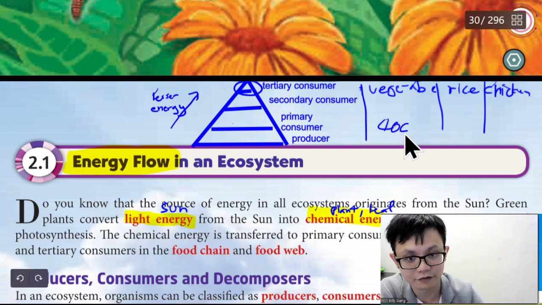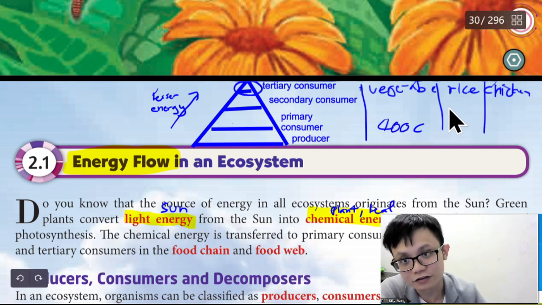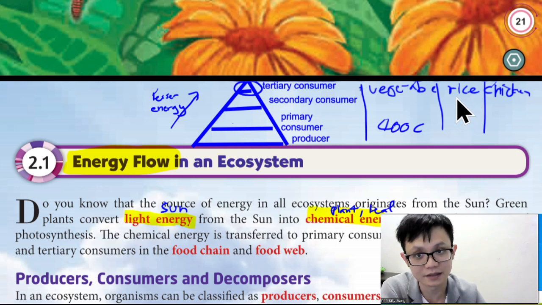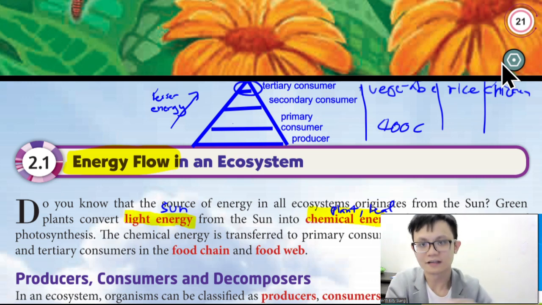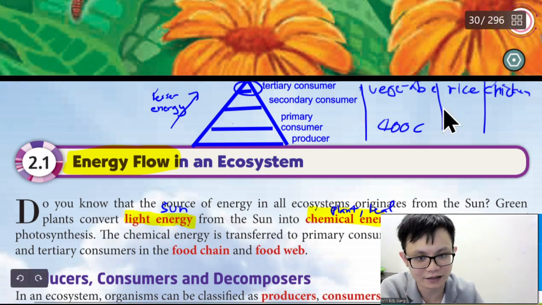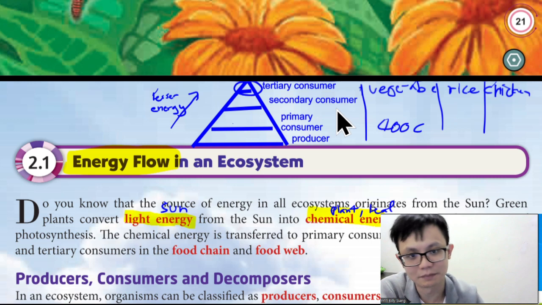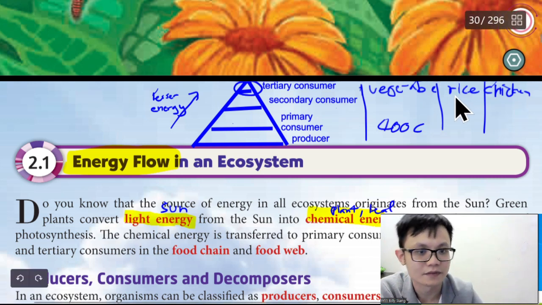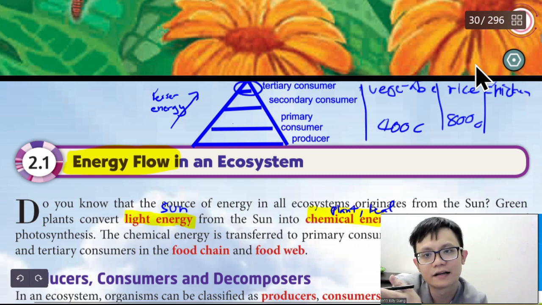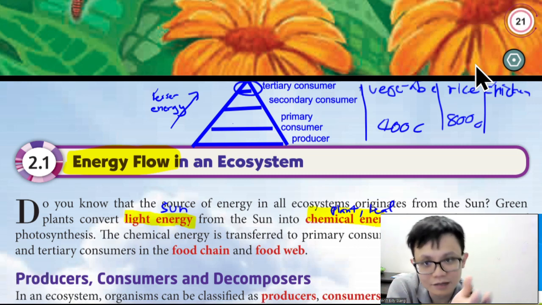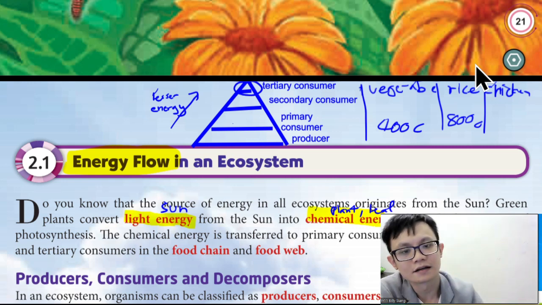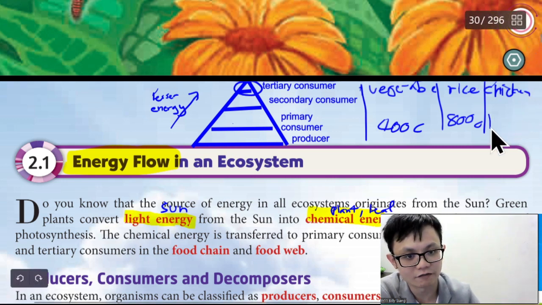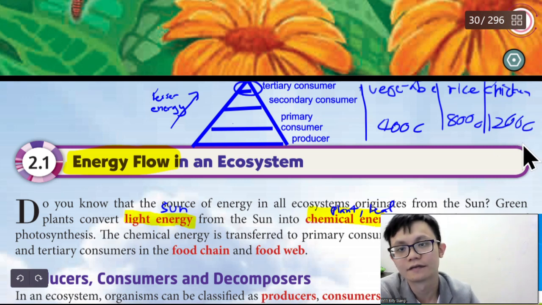For example, 400 calorie. Rice you also can burn, correct or not? Rice can burn, right? I mean, if you put the whole house of rice and you put fire, you can burn it. I'm not asking you to try, but you can imagine. The rice can burn, so it will be 800 calorie because there is more fire. Vegetable also can burn, correct or not? Chicken, maybe I will get 1200 calorie.